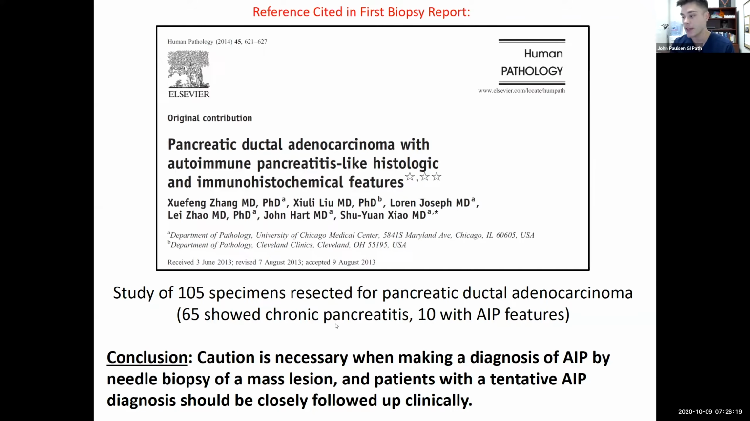65 of them showed chronic pancreatitis, and 10 of them had autoimmune features. And the conclusion of the paper basically was caution is necessary when making a diagnosis of autoimmune pancreatitis by needle biopsy of a mass lesion. And patients with a tentative AIP diagnosis should be closely followed up clinically, which the clinical team did wonderfully.